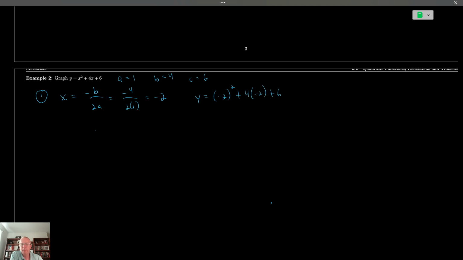Now plug in -2 for x. So we get 4 minus 8 plus 6. So I think that would be 2. And so our vertex is -2, 2. All right, find the y-intercept. So y is going to 0 and 0, plug in 0 for x, and so the y-intercept is 0, 6. So we have that point, and now let's find the x-intercepts.